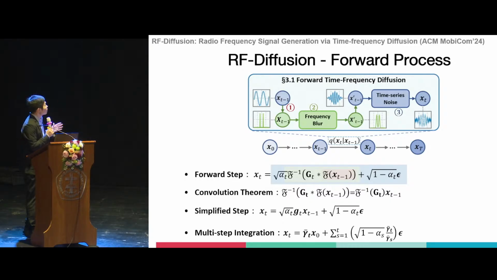If you write the forward process in mathematical form, it looks like this. At each step, we iteratively add noise into the time domain and the frequency domain. Let me skip the formula here.